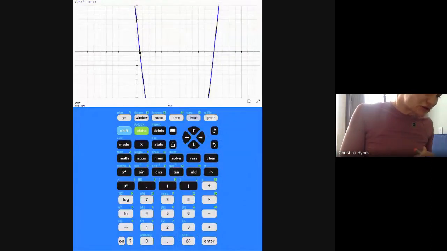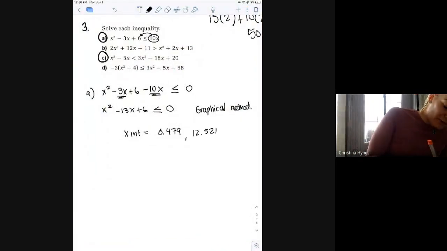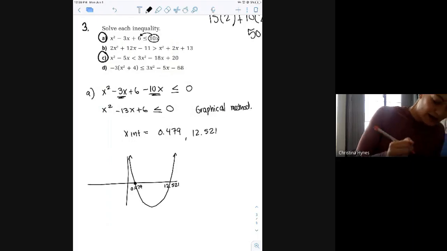The next one, second trace, find your next x-intercept, go to the left bound, right bound, enter, and I got 12.521. Okay, so if you're doing the graphical method, I'll just sketch it for you guys, and this is how you show your work and explain your answer. So I have 0.479 there and 12.521 here.